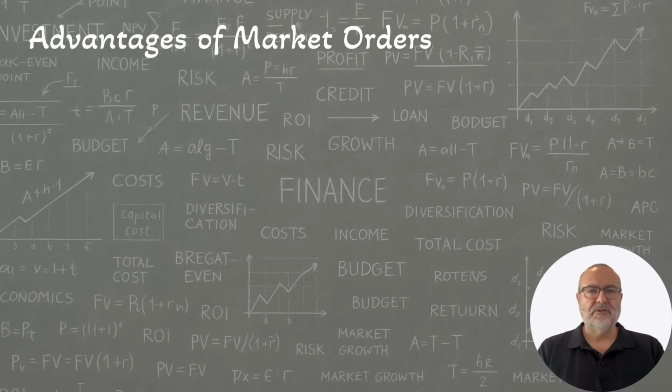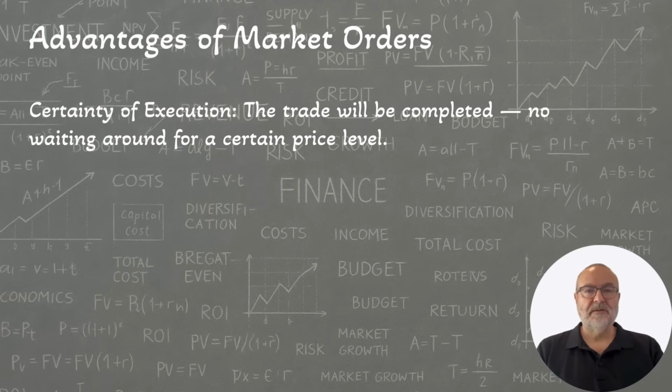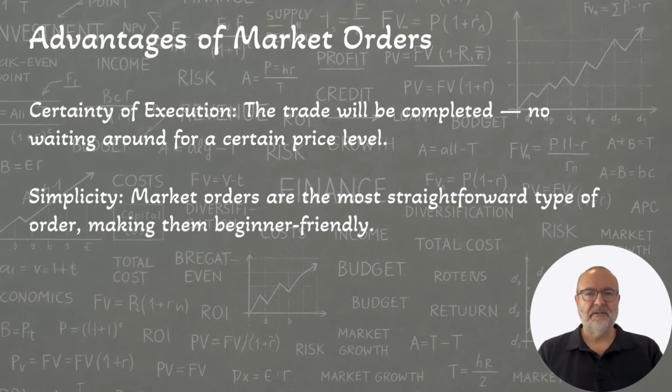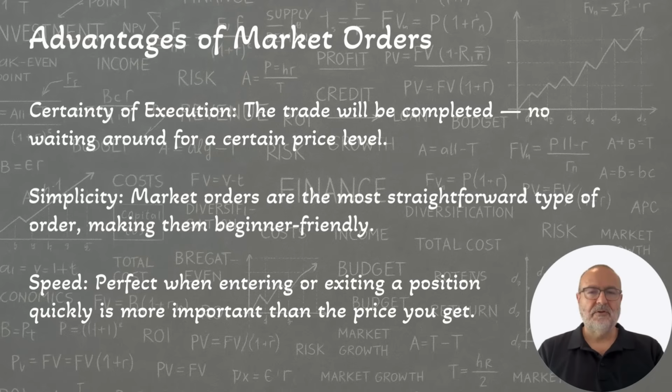There are several reasons traders use market orders. Certainty of execution. The trade will be completed. No waiting around for a certain price level. Simplicity. Market orders are the most straightforward type of order, making them beginner-friendly. Speed. Perfect when entering or exiting a position quickly is more important than the price you get.